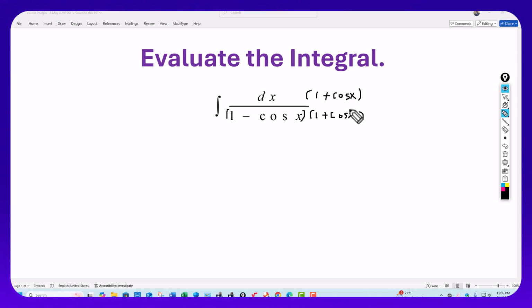And all we're doing here is multiplying the integrand by 1, because 1 plus cosine of x over 1 plus cosine of x is 1. So we haven't changed the integral. It may look different after we multiply, but it's like multiplying any number by 1. Doesn't change it. So in the next step then, in the numerator I'll have 1 plus cosine of x.